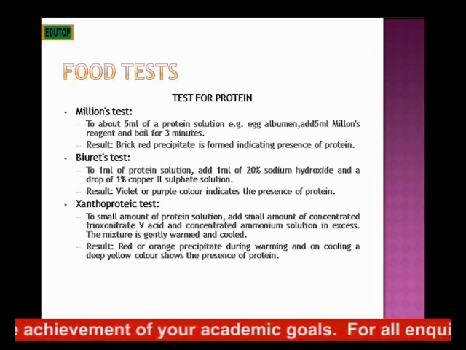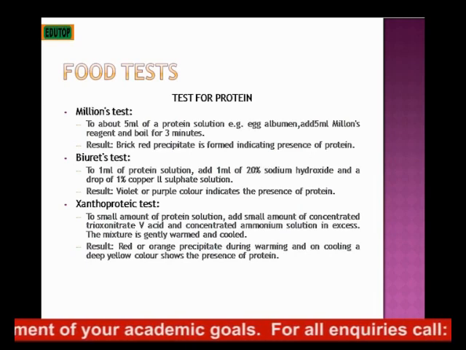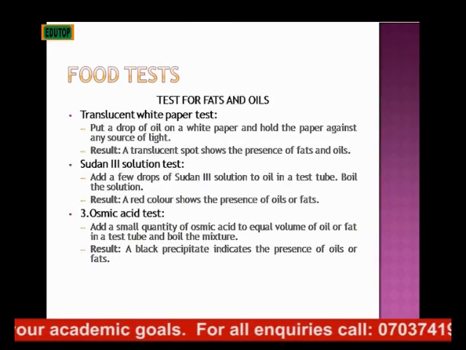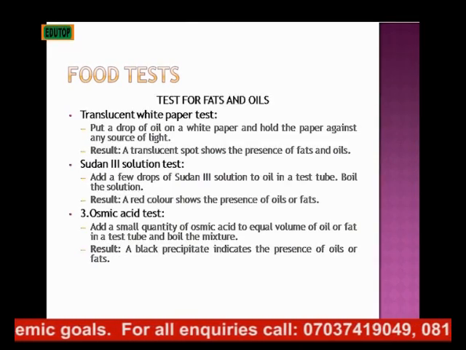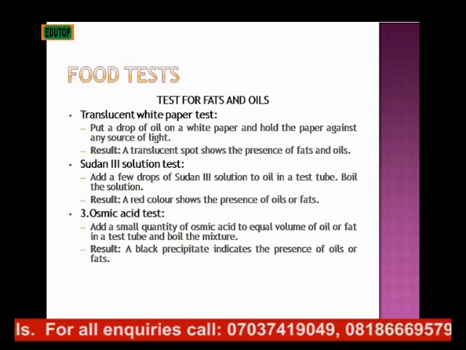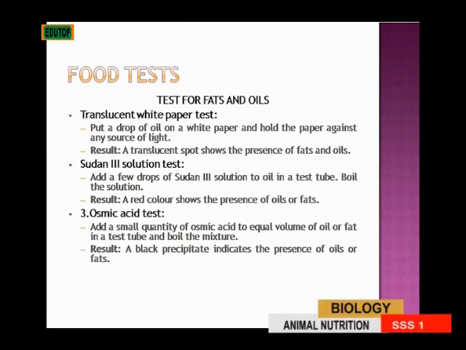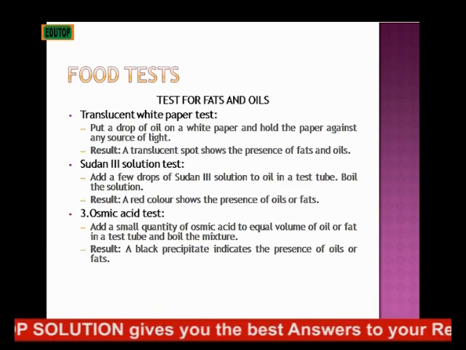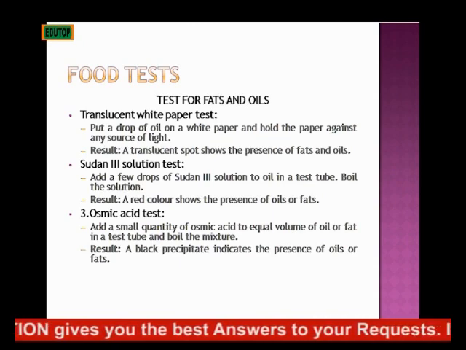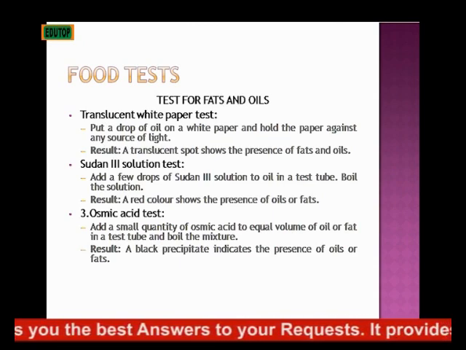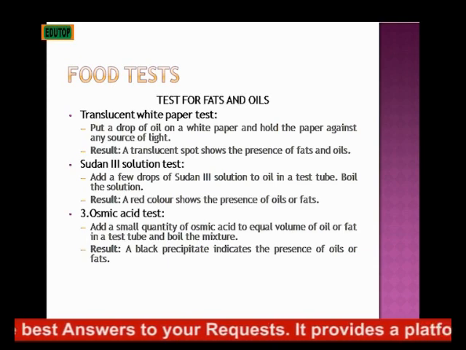Now, we move on to test for fats and oil. The first test here, we have also 3 tests. We have the translucent white paper test, the Sudan 3 solution test, then the osmic acid test. This translucent white paper test, you put a drop of oil on a piece of white paper, then you hold the piece of paper against a light source.